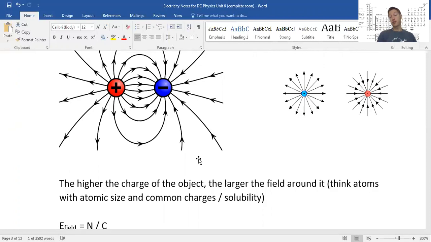So again, think about the rules on the solubility chart. All alkali metals are soluble. Why? Because they only have a +1 charge. In general, most -2 charge things, most sulfides, are not soluble. Why? Because there's a bigger voltage, and so they're more sticky, and so they can't dissolve as well.